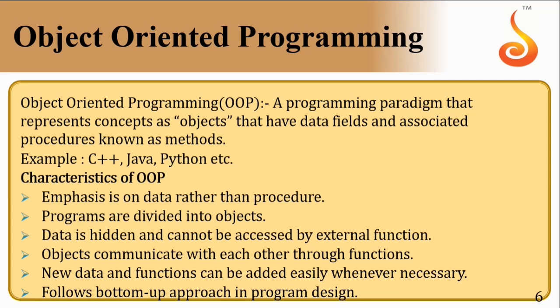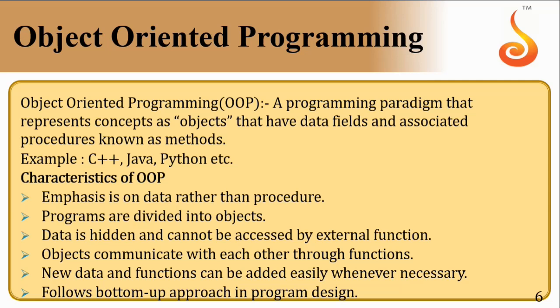Next is characteristics of OOPS. Emphasis on data rather than the procedure. Here you are more worried about the security of the data, that is the variables or the constants, rather than the functions. Programs are divided into objects. Data is hidden inside a class, and depending on the access specifier, whether it is private, public or protected, the accessibility depends. Access specifiers, in the next chapter I'll tell you exactly what it means. It has already been done, so you would be familiar with private, public and protected. These are the three access specifiers available.